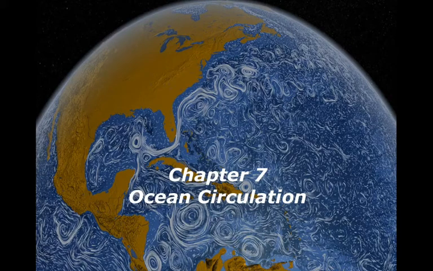Chapter 7 is about ocean circulation, otherwise known as currents. Usually we just jump right into the notes, but I want you to look at this picture. It looks like a painting, but it's actually a computer-generated image. It's compiling thousands of satellite images.